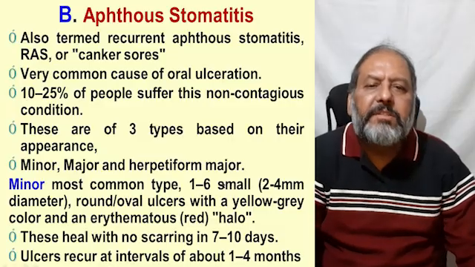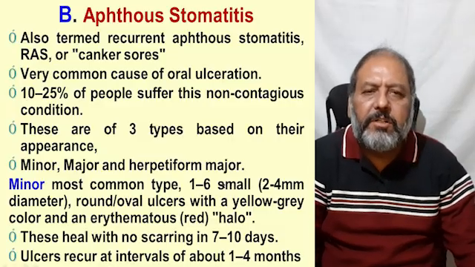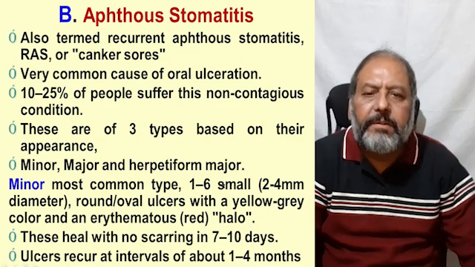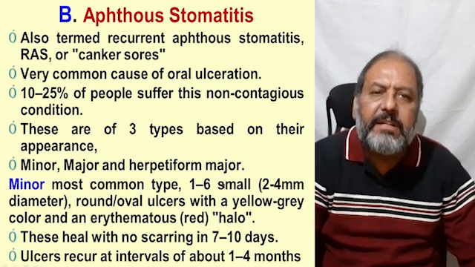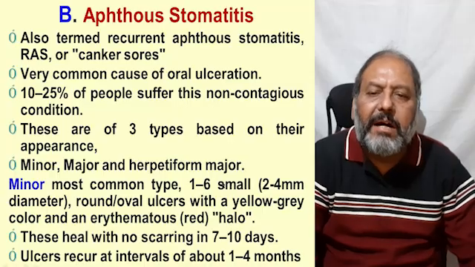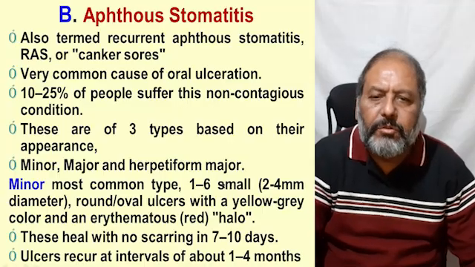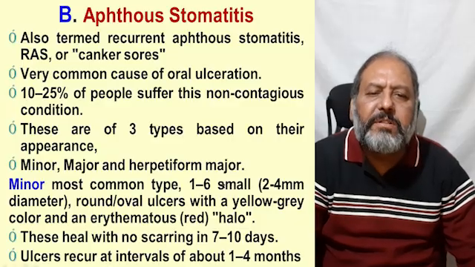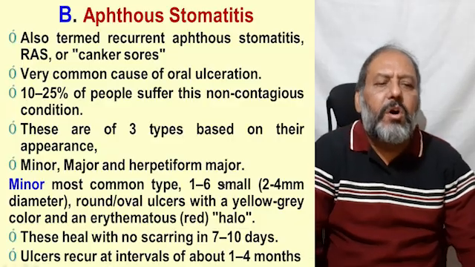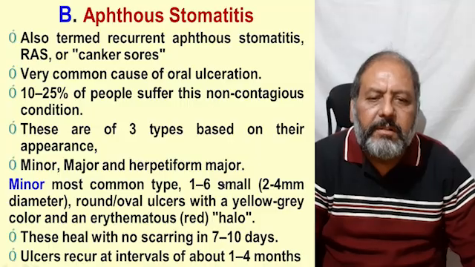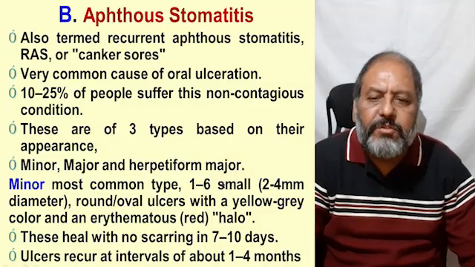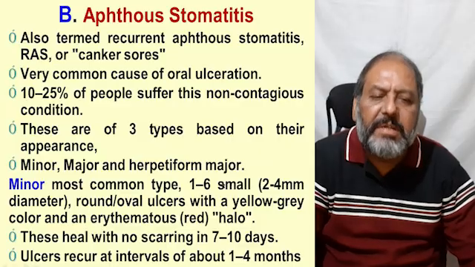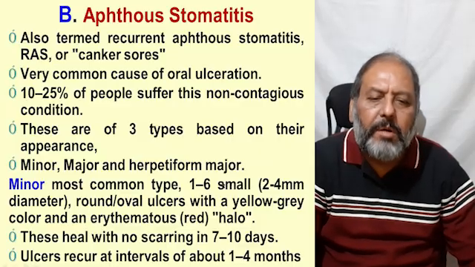Now, the second type of mouth ulcer after the traumatic ulcer is aphthous stomatitis. These are also termed recurrent aphthous stomatitis (RAS) or canker sores, a very common cause of oral ulceration. 10 to 20% of people suffer from this non-contagious condition. These are of three types based on their appearance: minor, major, and herpetiform. Minor is the most common type.